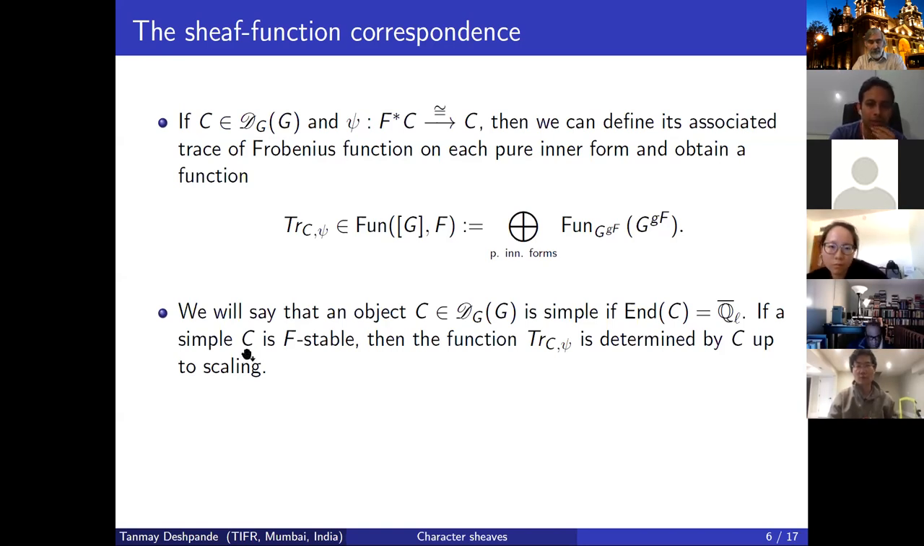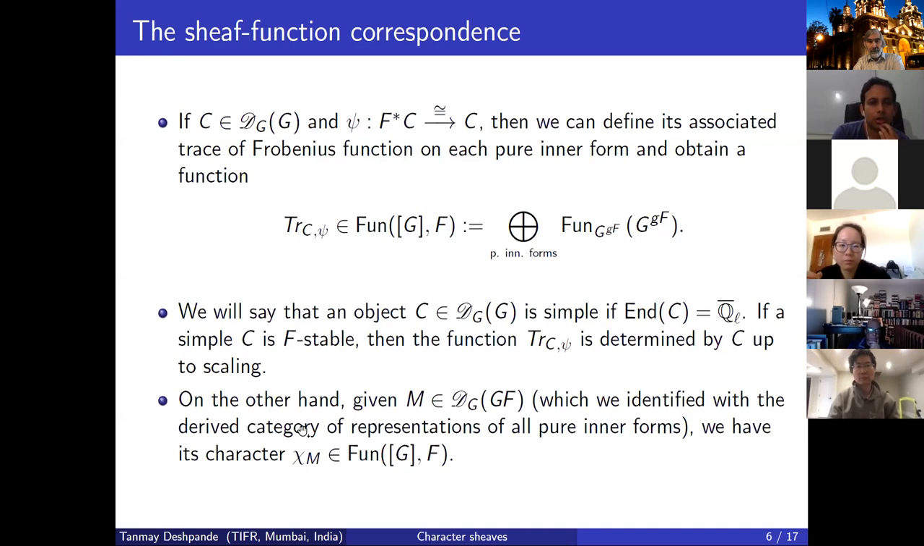Now if such a C is simple and it is also F stable, then the trace function is determined by C up to scaling, because the endomorphism algebra is just one dimensional. So this trace function is well defined up to a scaling if the object C is simple.